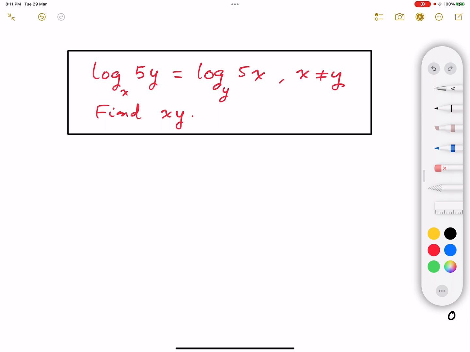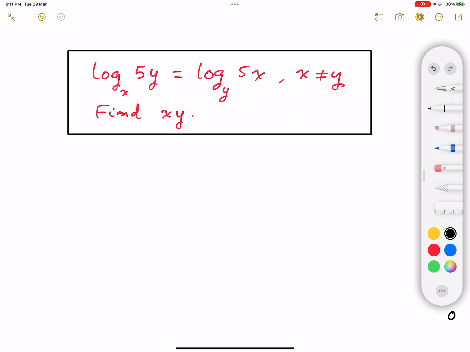One way to think about this is to use the laws of logarithms to rewrite the left-hand side and the right-hand side so that we can come up with a quadratic equation in the logarithm of y base x, and then we can solve for the product of xy. So let's do that.